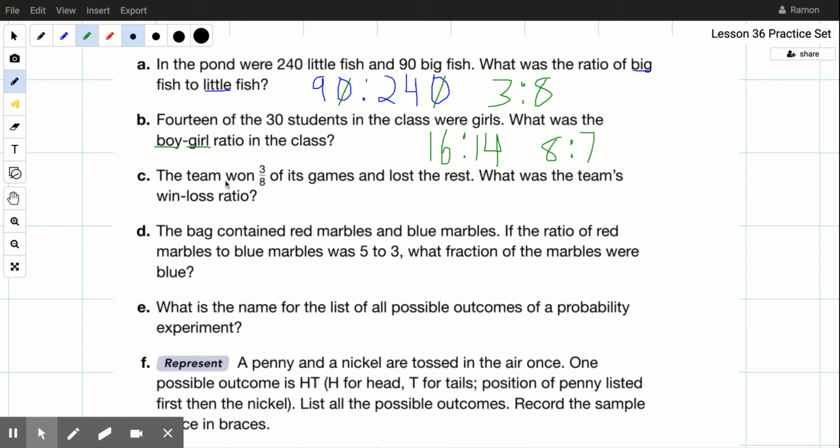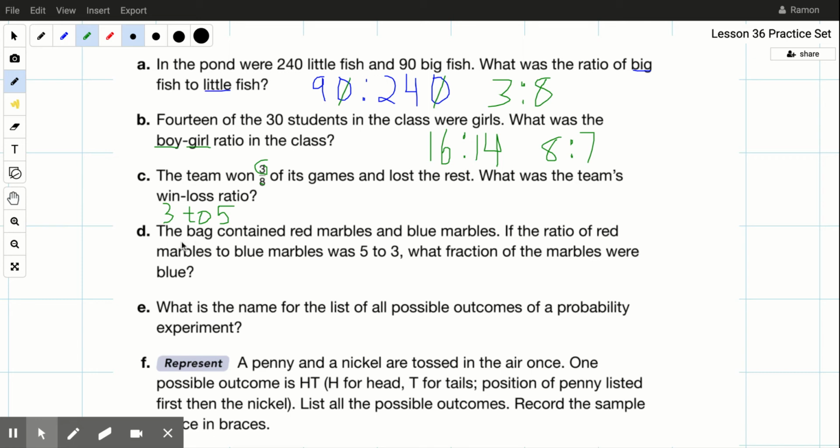C, the team won 3/8 of its games and it lost the rest. What was the win-loss ratio? So if it won 3 out of a total of 8 games, the number of wins is 3. And then we're going to use the word "to" here. So we've got to figure out how many games it lost. Well, the team played 8 total games, lost 3 of them. So then we would subtract to find the amount of games that were lost, which is 5.